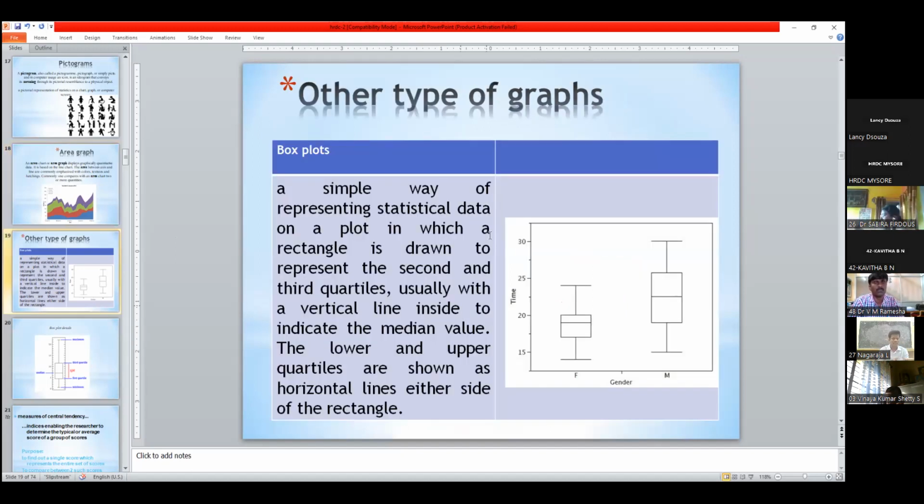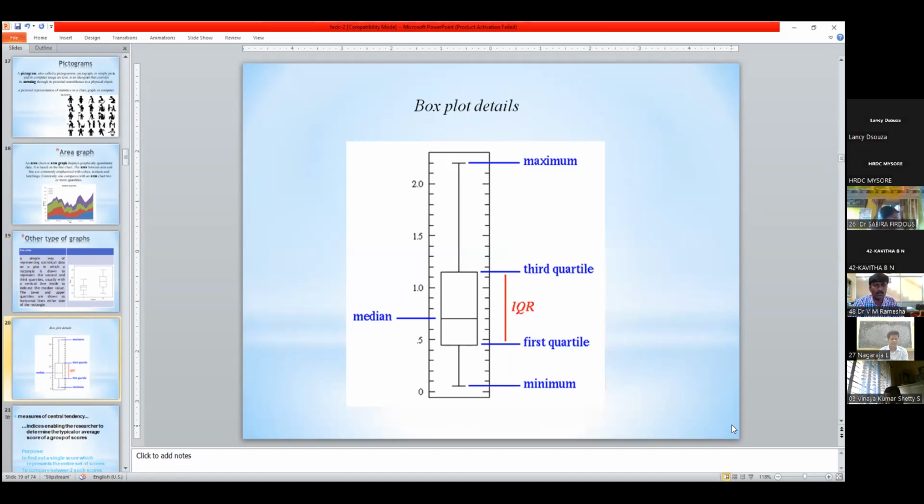Then you have box plots, maybe not much used in social science, but definitely you can still use box plots. It basically gives the idea of the second and third quartiles, and you see a vertical line inside the box. Some of the journals, you must have seen like this. What exactly the meaning of that is, we can look into the next chart. Now you can get to the box plot details.